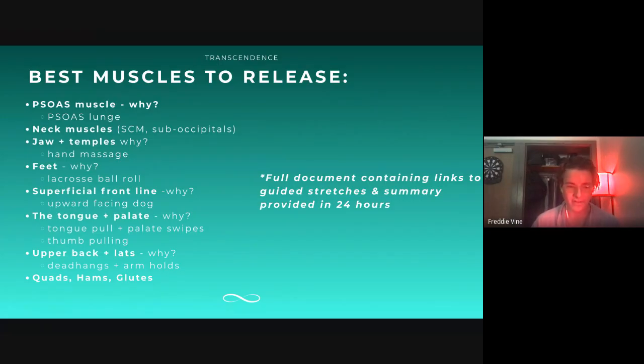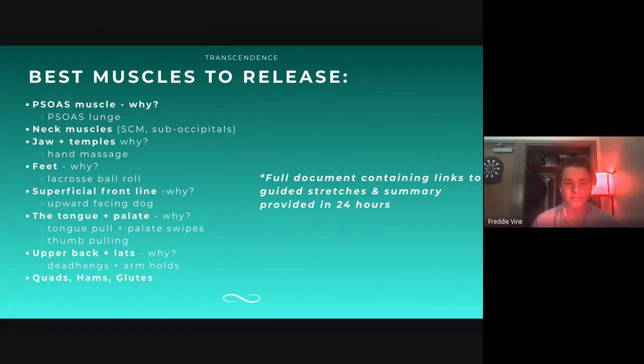We have the feet. I think this is one of the more important ones. We all wear these feet prisons, these shoes that we were not evolved to wear. And so the muscles in our feet get a lot of unnecessary tension. The muscles are activating properly, but there's just a lot of tension there. And why is that important?